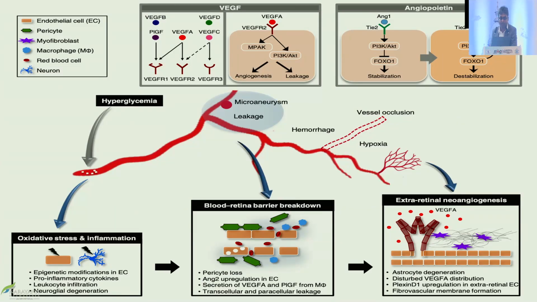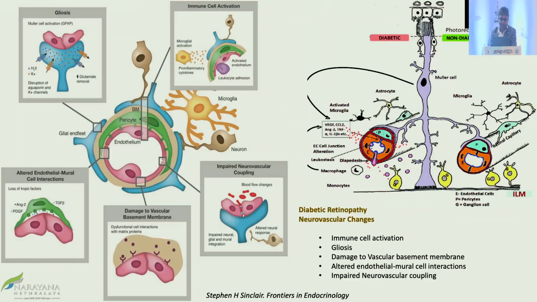So this is again a slide showing what really happens to the blood-retinal barrier. You can see the oxidative stress at the baseline here, which starts and causes leakage. You can see the blood-retinal barrier breakdown. There could be neovascularization that happens. Ang2 and Ang1 are the factors that act against each other, and VEGF is the main factor that we know and which has been targeted time and again.